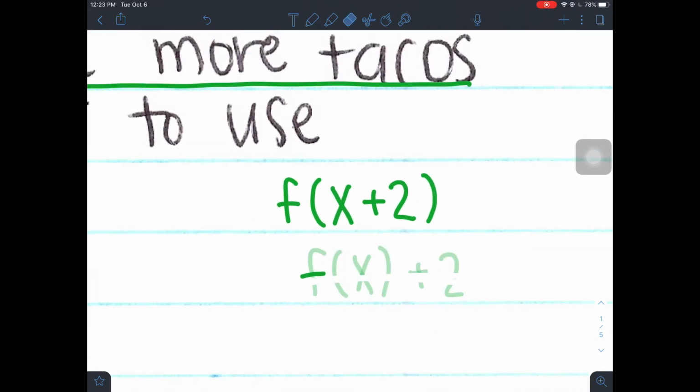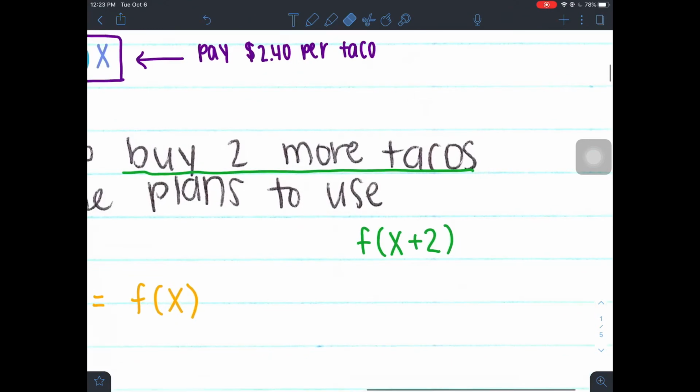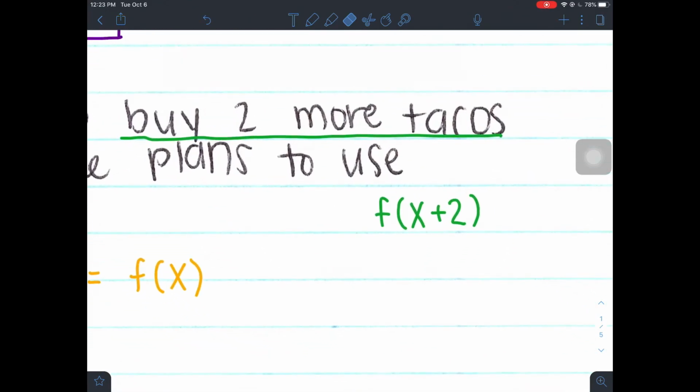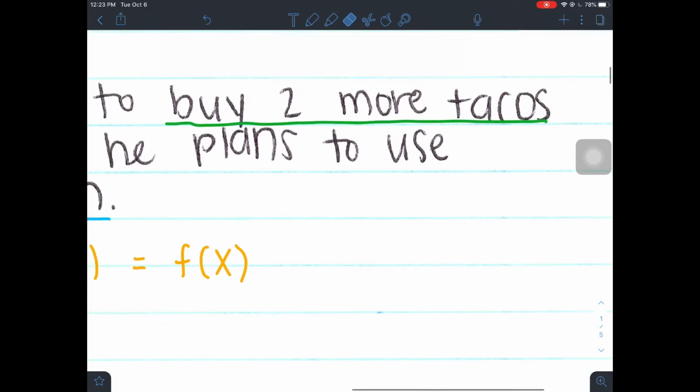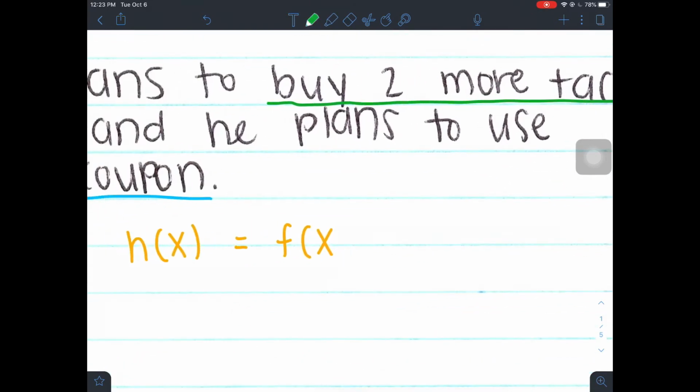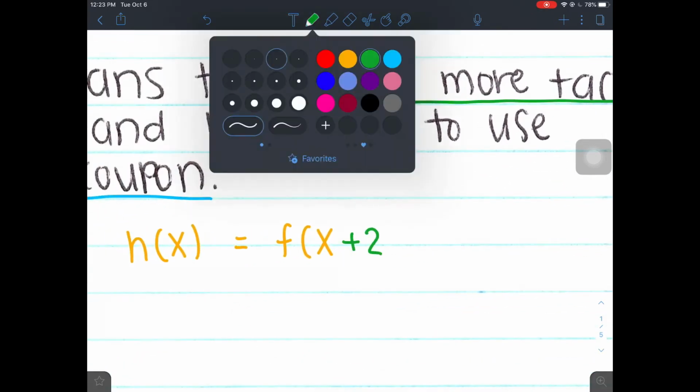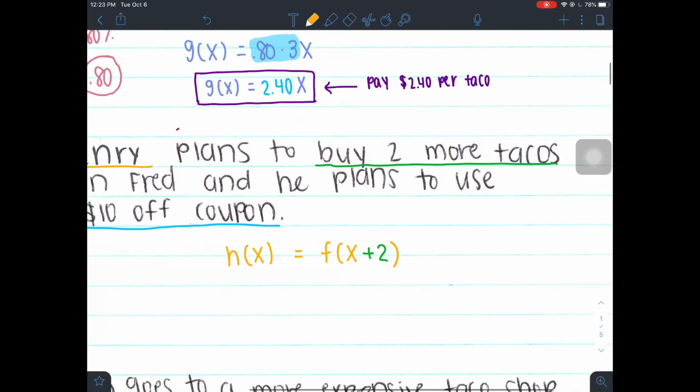You don't want it on the outside in that case because remember, if you add it on the outside, you're saying you're doing $2 more, because f of x is the total cost, right? So if you add 2 to the total cost, you're saying that you're paying $2 more for your total cost. That's not what we mean. We want 2 more tacos. So if tacos is x, you're going to add 2 to the x on the inside of the parentheses. Okay, so we have that.